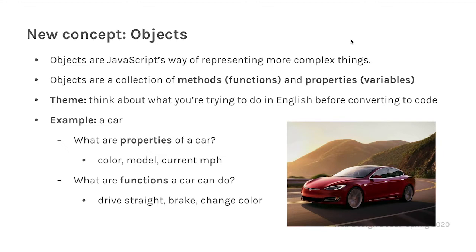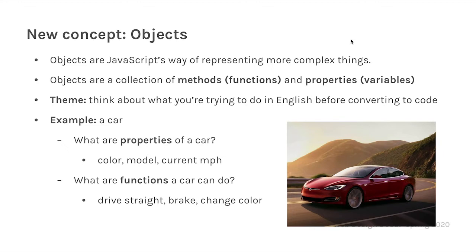Another theme that you probably know by now is that I really want you guys to think about what you're trying to do in English before converting to code. For example, if we want to represent a car in JavaScript, we'll first think, what are properties of a car? I can think of things like color, model, the current speed, and what are functions a car can do. These might be things like driving straight, braking, or changing its color.